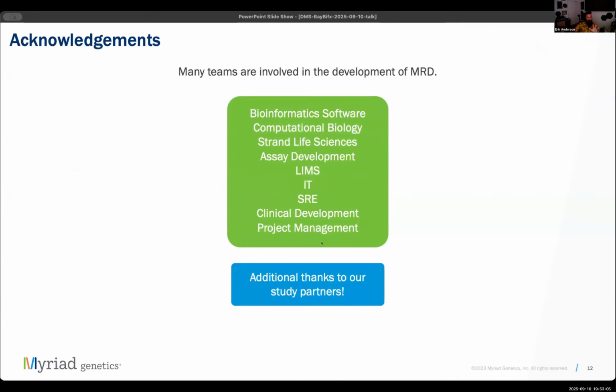Building MRD has been an enormous undertaking for many brilliant people across many teams and organizations. We want to make sure we acknowledge the many contributions made by the bioinformatics software team and our counterparts in the computational biology team. Strand Life Sciences has been instrumental. The assay development team, the LIMS team, Myriad's IT and SRE groups, the clinical development team, and the project management team, with additional heartfelt thanks to our many study partners.